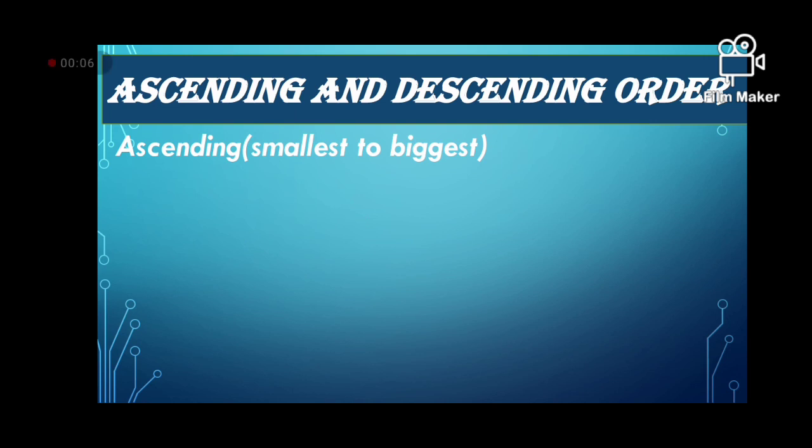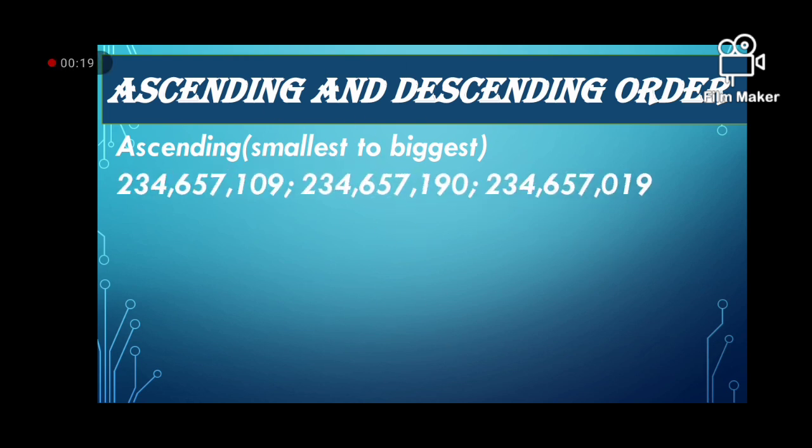Now let's revise the ascending and descending order. First, ascending order. Ascending means smallest to the biggest. Now we have to arrange the larger numbers in ascending order, means smallest number to the biggest number. So the example is 243,657,109. The second number is 234,657,190.